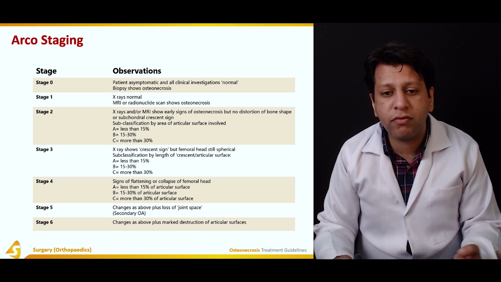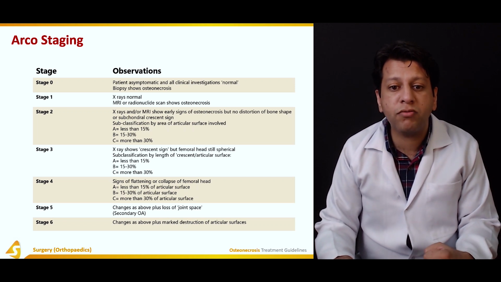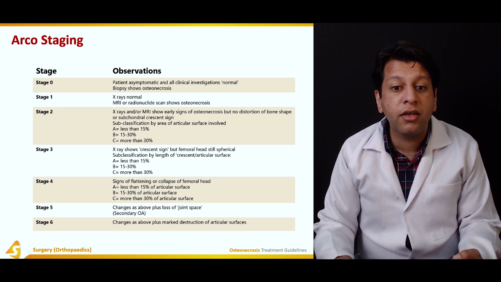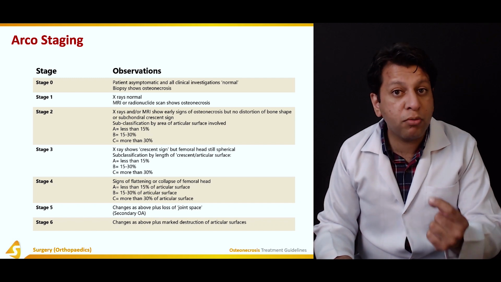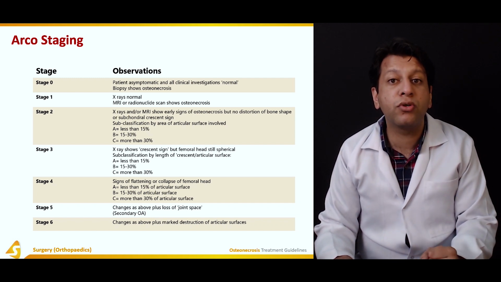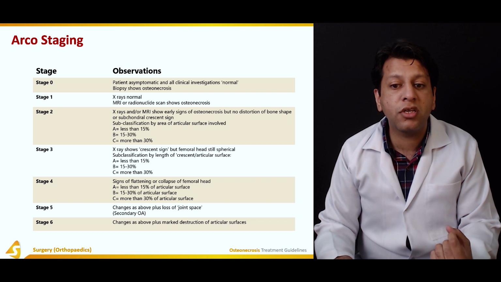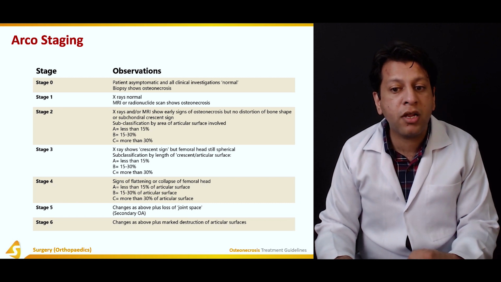Now then later on, Arco's staging was devised. This is actually stage 0, where the patient may be asymptomatic and all clinical investigations normal. Biopsy, probably done arthroscopically, would show osteonecrosis. Stage 1, X-rays are normal, MRI or radionuclide shows osteonecrosis.